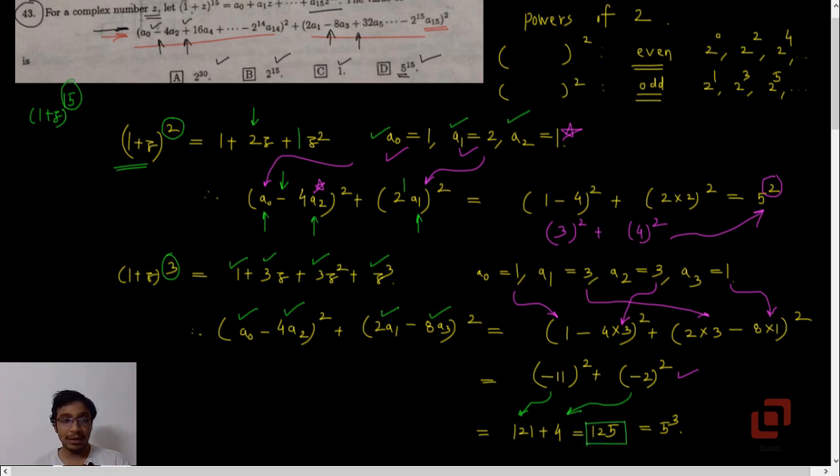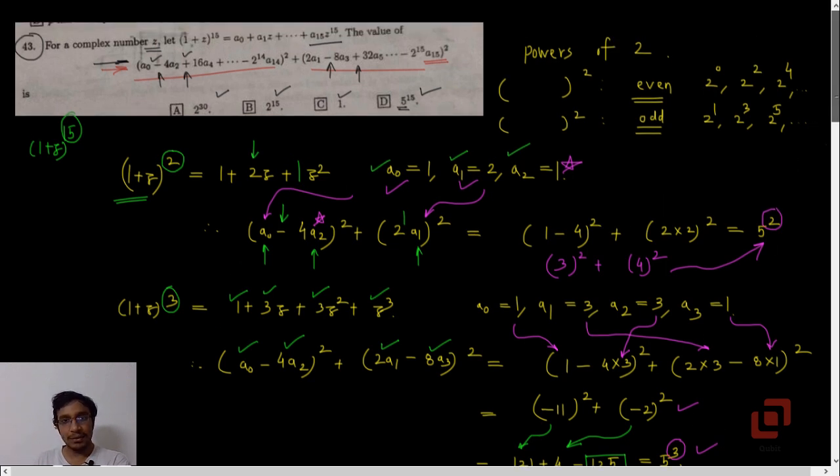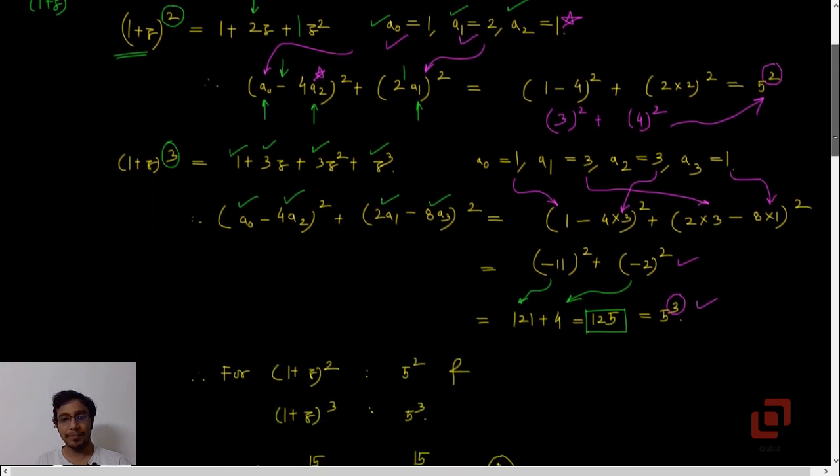Okay, so what is it? It is 5 cube. Alright, so for 1 plus z squared it is 5 squared, and for 1 plus z cubed it is 5 cube. Okay, so from this I concluded that if 1 plus z raised to 15 or the corresponding sum is evaluated, we must have 5 to the power 15. I guess you can prove this result with the help of mathematical induction, but as far as multiple choice questions are concerned, this much is enough. Okay, so we successfully got option D.